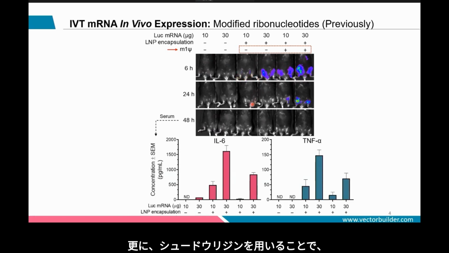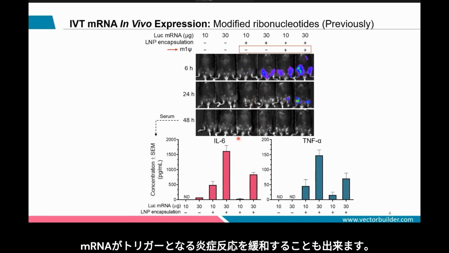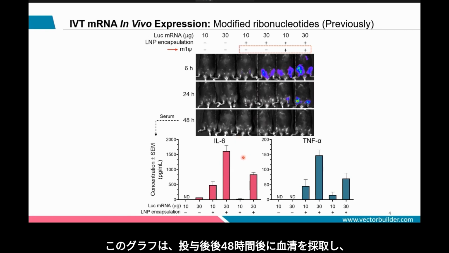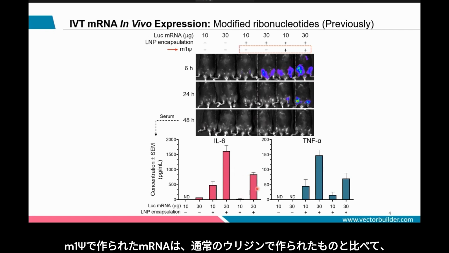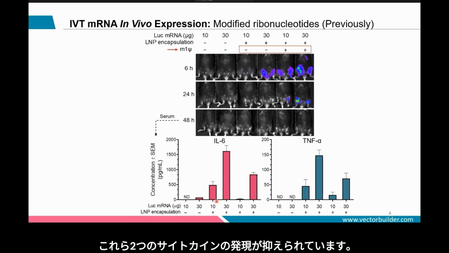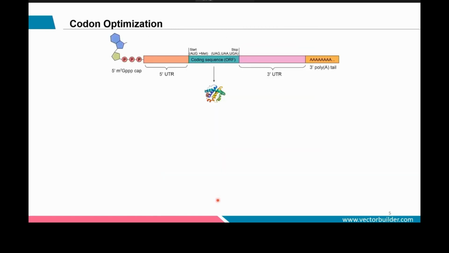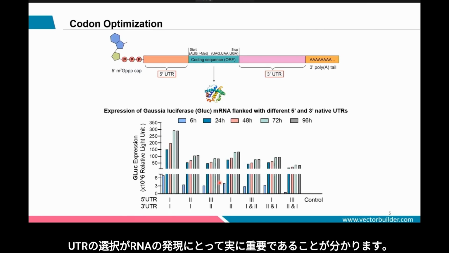Furthermore, using pseudouridine can also ease the mRNA-triggered pro-inflammatory reaction. As you can see here, we collected the serum 48 hours post-injection and quantified two pro-inflammatory cytokines. The mRNA made with the M1 pseudouridine had less expression of those two cytokines compared to the one made with just normal uridine.